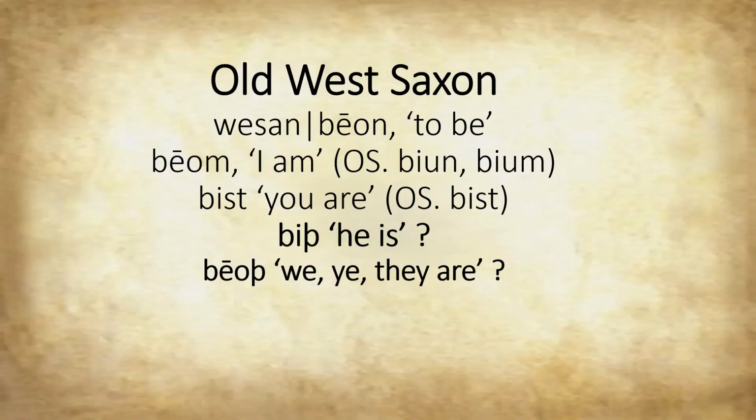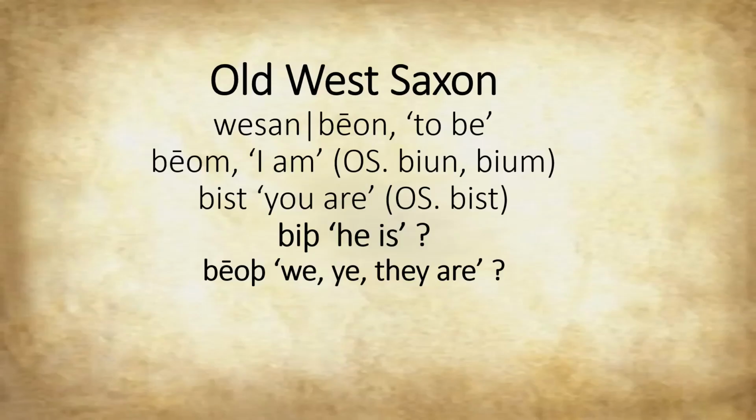Moving forward into Old West Saxon, we have our wesan, we have our beon, and this is our infinitive to be. Beon may actually be a later innovation. I'm not too sure when, but you don't see words like beon as the infinitive in other Old Germanic languages. It may actually be a product via analogy of the first person singular present. If we look at the forms of the Old Saxon here, biun and bium, this may be the origin of where the infinitive beon may come from. I'm not too sure. That's just an off-the-cuff guess.